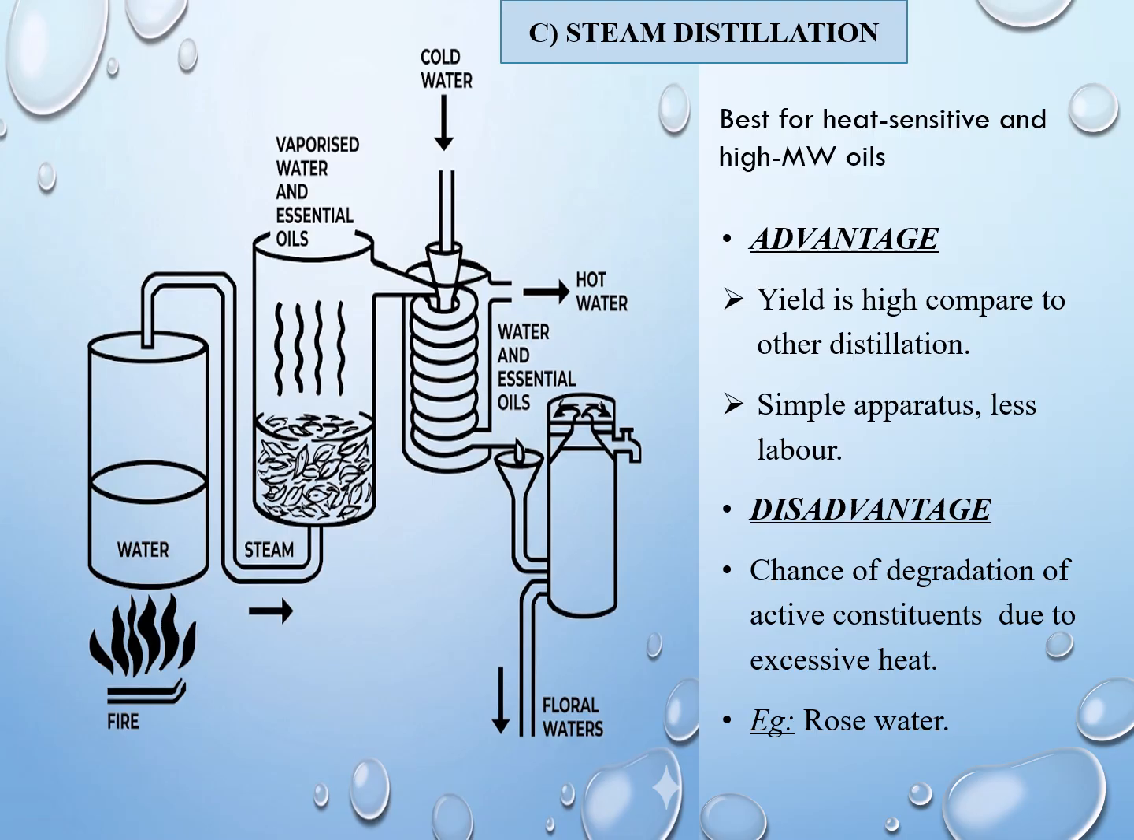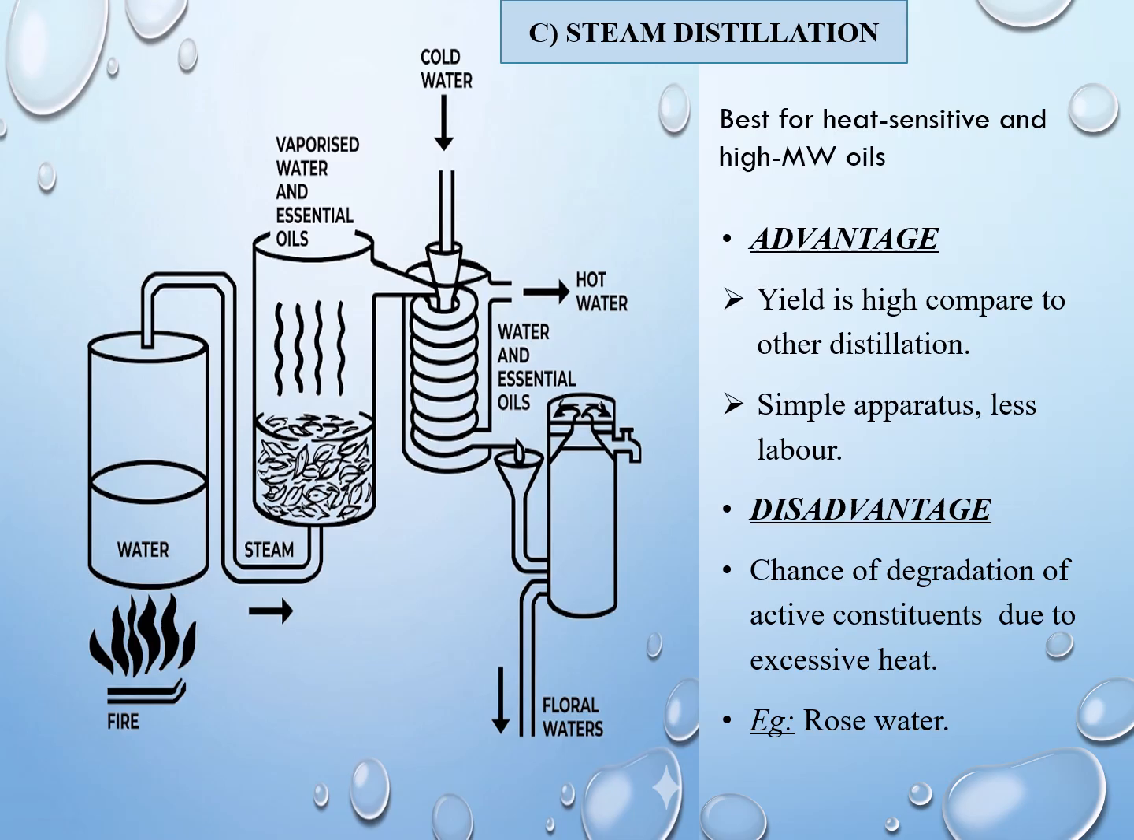And one of the disadvantages is degradation of active constituents due to excessive heat. And volatile oils like rose oil are mainly isolated by this method. So these are the three different distillation methods.